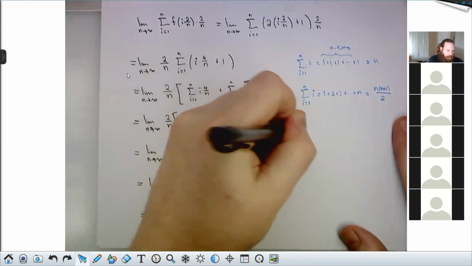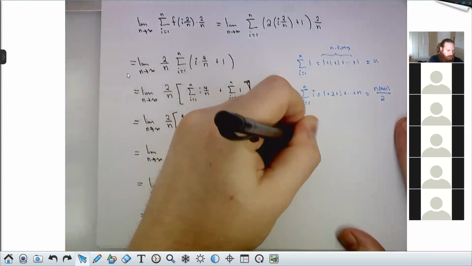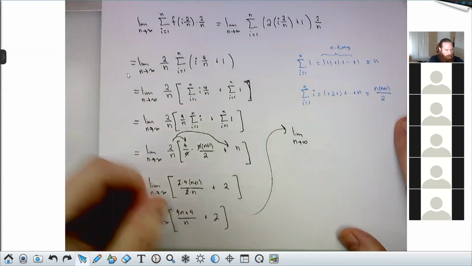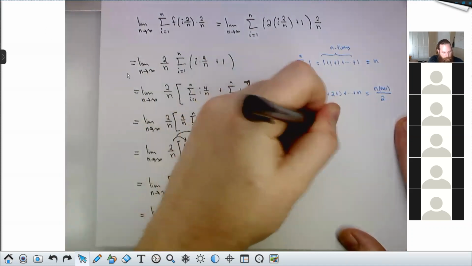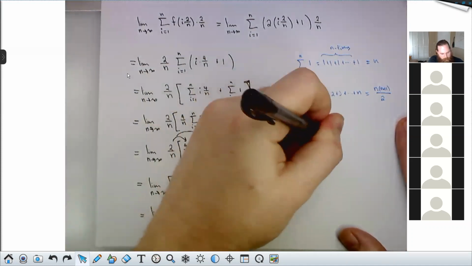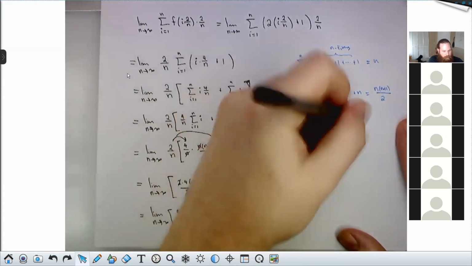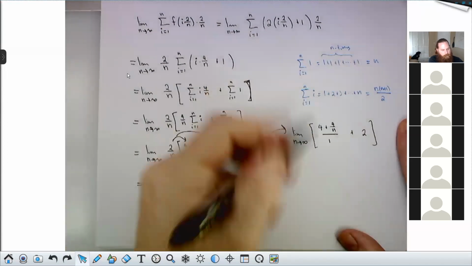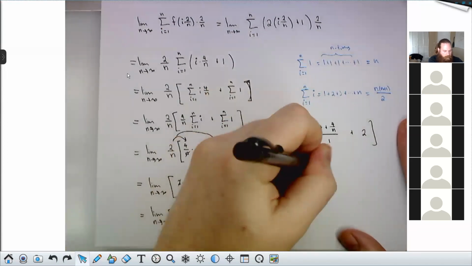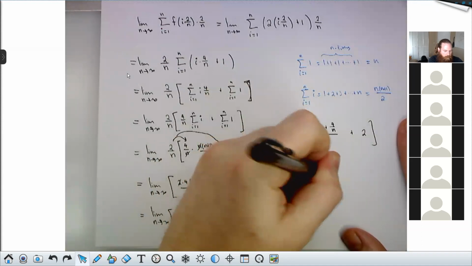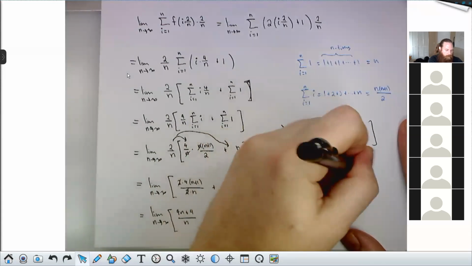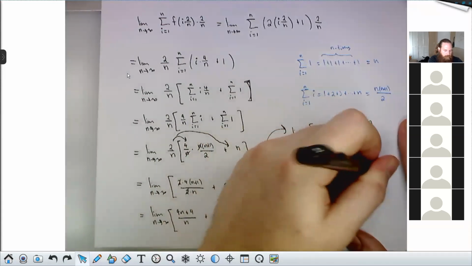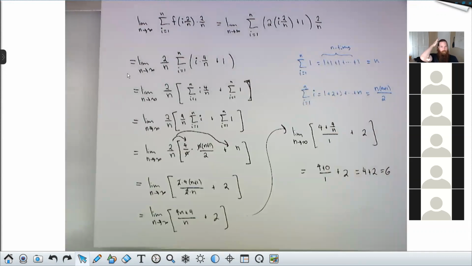If we renormalize, dividing top and bottom by n, that's 4 plus 4 over n divided by 1 plus 2. And as n goes to infinity, the 4 over n goes to 0, so you get 4 plus 0 over 1 plus 2, which is 4 plus 2, which is 6.